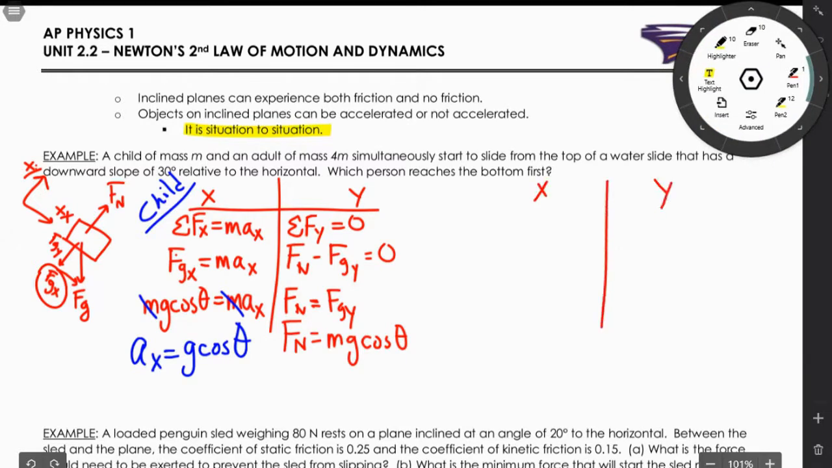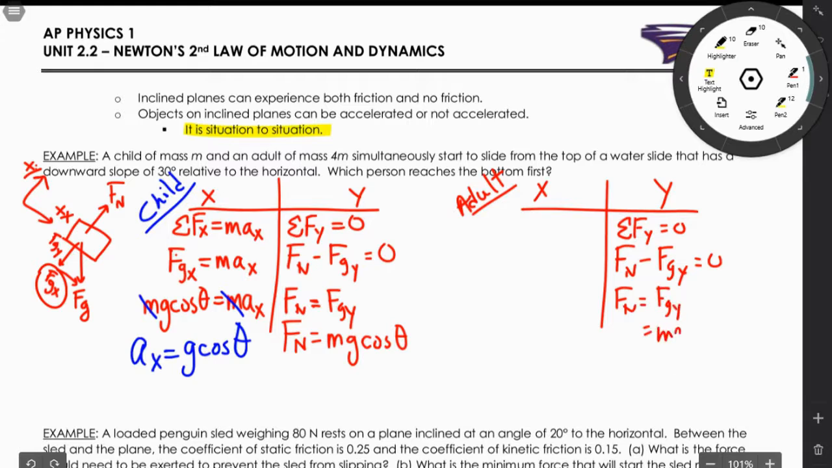Okay, and so now we'll do the adult, right? And so the y direction, again, equals 0. And I'm going to fly through this a little bit. I'm not going to explain as much because this part is always the same. All right, so Fn equals Fgy, which equals mg cosine theta. Sorry, I messed up over there.